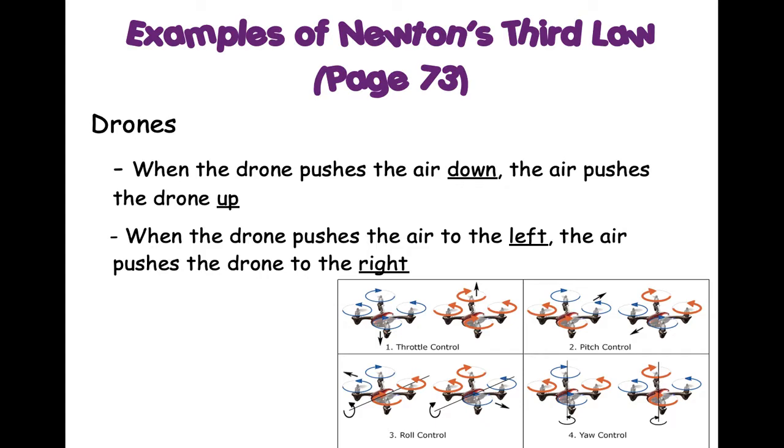In this case, the drone pushes a lot of air down. That's why they have to spin really fast. That's why those propellers spin really fast. And so the more air you push down, the more the air is going to push your drone up. So if you think about that, a drone won't work in outer space because there's no air to push. But a drone works fine in regular Earth atmosphere because there's a lot of air to push.